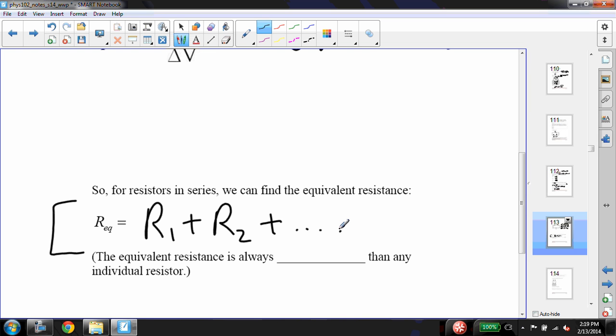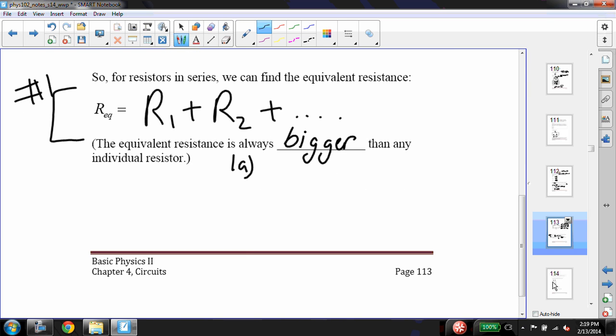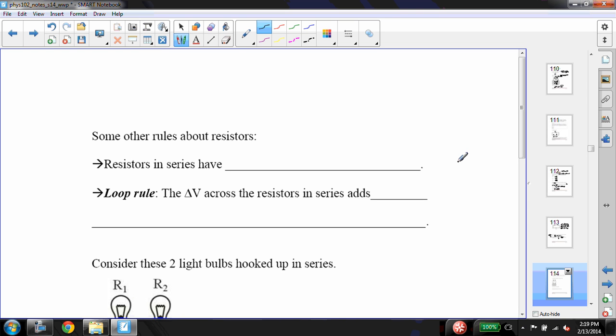Now, the equivalent resistance, which should be obvious to you, is always bigger than any individual resistor. It's always bigger. So that's like a little sub-rule. We'll call this rule number 1. It's not inconsequential, but we'll call it 1A. And it should be fairly obvious to you that the equivalent resistance is always bigger than an individual resistor. Some other rules about resistors. Resistors in series have the same current.